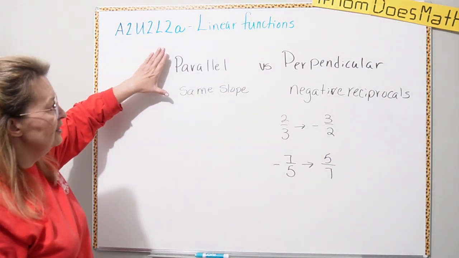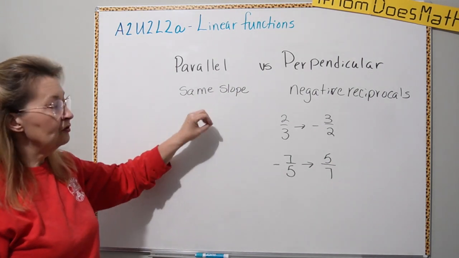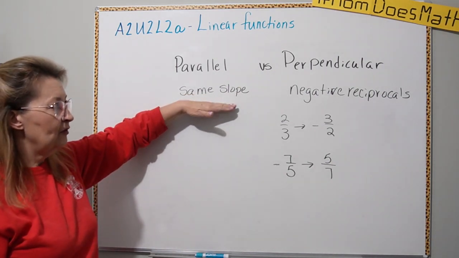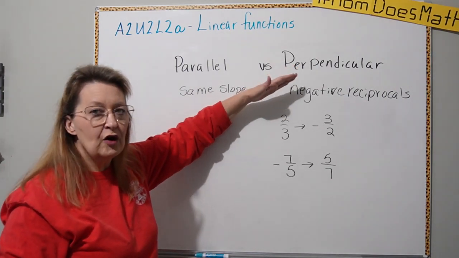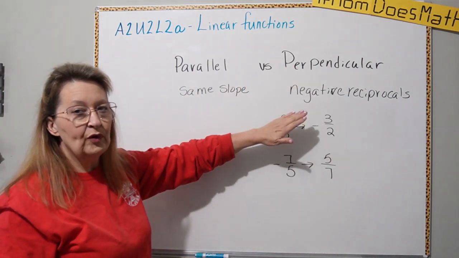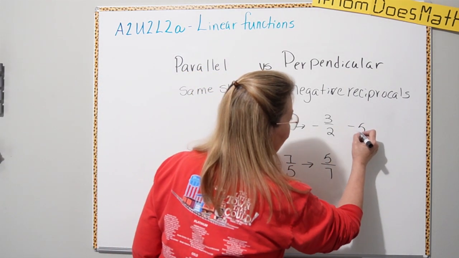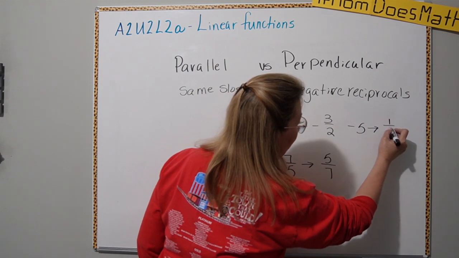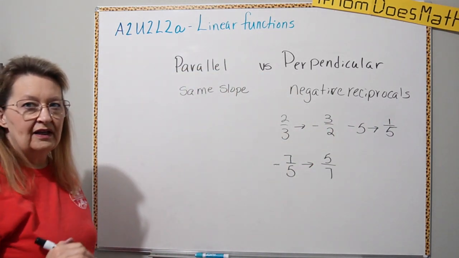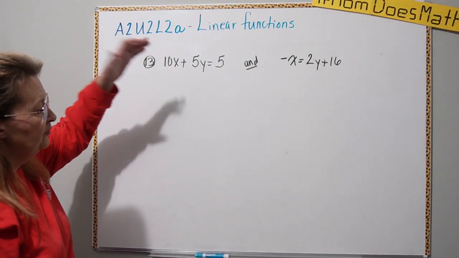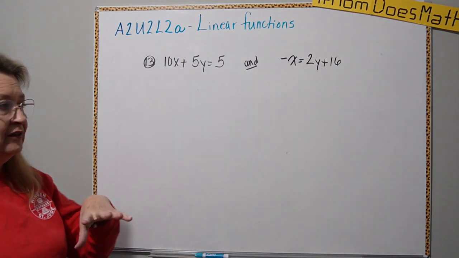So if they tell you that a line is parallel, then you can find the slope of that line and your new line will have the same exact slope. If they tell you that your new line is perpendicular, find the slope, make it the opposite sign of what it already is, and flip it upside down. If it's a whole number, like -5, then your new line is going to be +1/5. That's a negative reciprocal of -5. Okay, for number 13, we have 2 equations, and we want to tell if they are parallel, perpendicular, or neither.